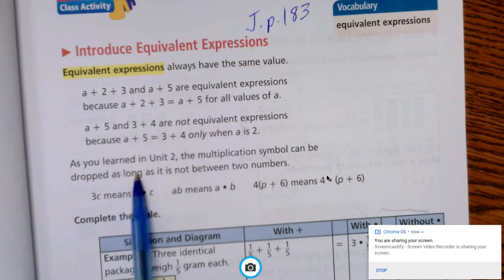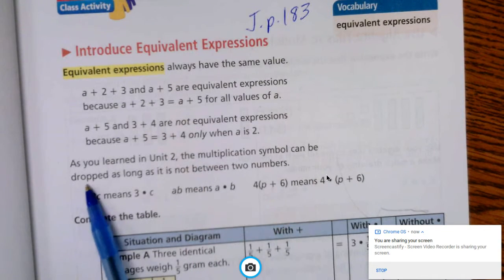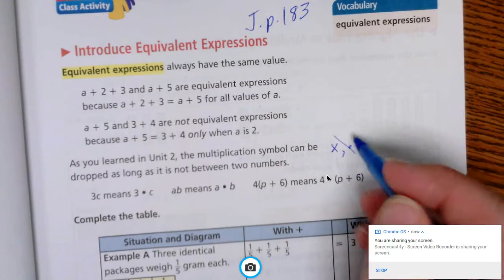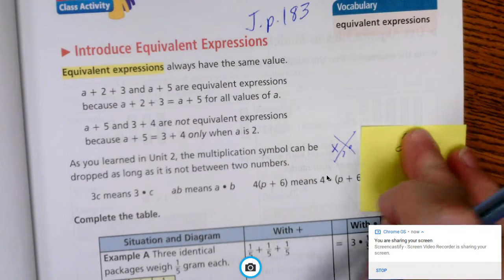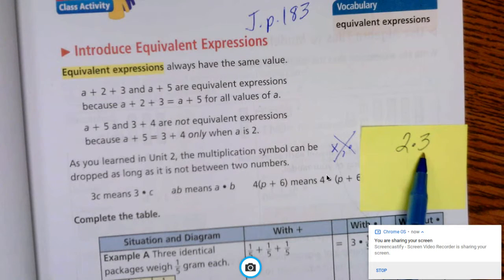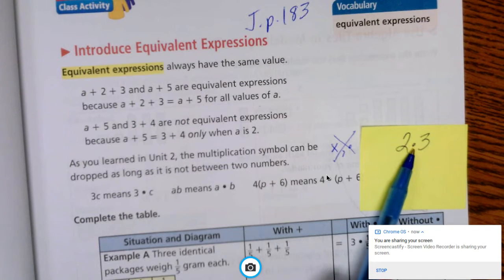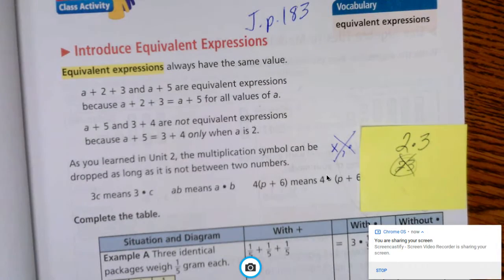If you go back up here, there's another thing that we need to talk about. As you learned in Unit 2, the multiplication symbol, the X, can be dropped. The X or the little dot can be dropped as long as it's not between 2 numbers. So, for example, 2 times 3 has a multiplication symbol, but can that be dropped? Right, because if we got rid of it, it would look like 23, and that's a big difference from 2 times 3, which is 6.